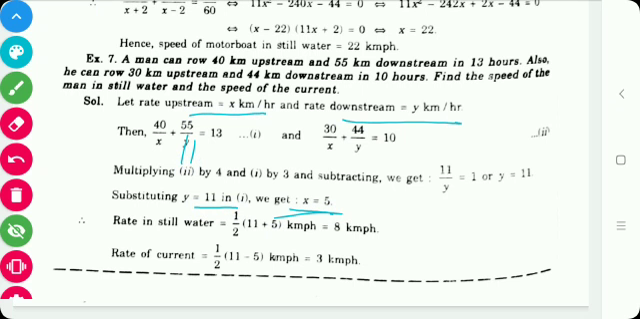So rate in still water is 1 upon 2 of (11 plus 5), which is 8 kilometer per hour, and rate of current is 1 upon 2 of (a minus b), that is 1 upon 2 of (11 minus 5), 1 upon 2 into 6, which is 3 kilometer per hour. Okay, thank you so much.